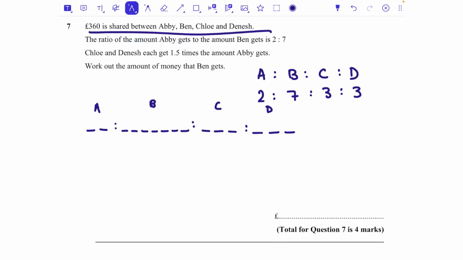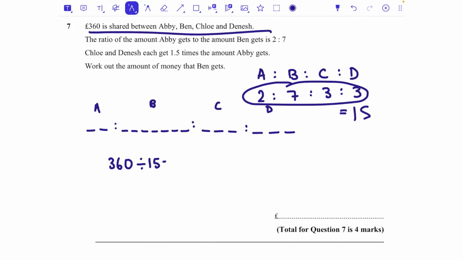So I've got 1, 2, 3, 4, 5, 6, 7, 8, 9, 10, 11, 12, 13, 14, 15. So adding all of these together, I've got 15 little piles of money. So I'm going to take 360 and divide it equally between 15 piles. And I feel like that's 24. 360 divided by 15 is 24. So putting 24 on each of those little lines, and then you can work out how much each person gets.